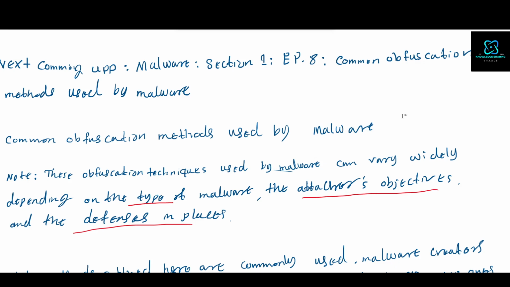We are continuing our journey into the world of malware. We are still in the first section, and this is the last episode in this section, which is episode 8. In this episode we are going to learn some common obfuscation techniques that are used by the attacker, or by the malware. Malware is the weapon of choice for the attacker.